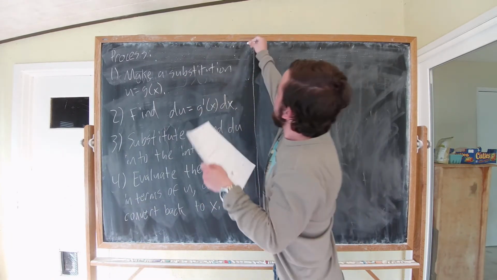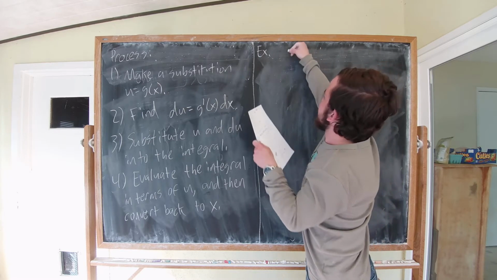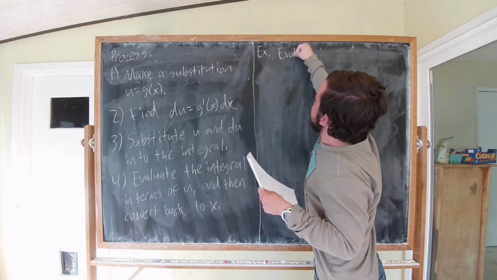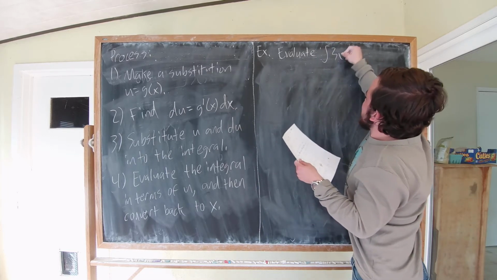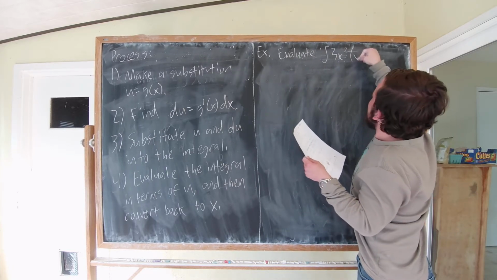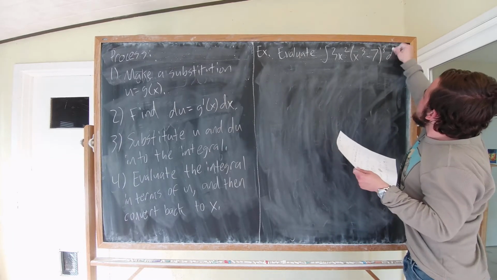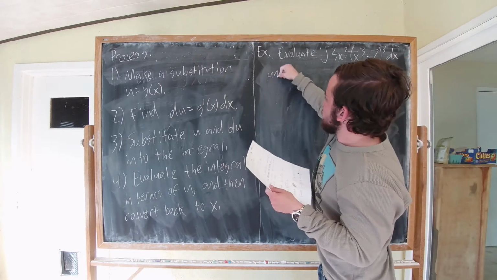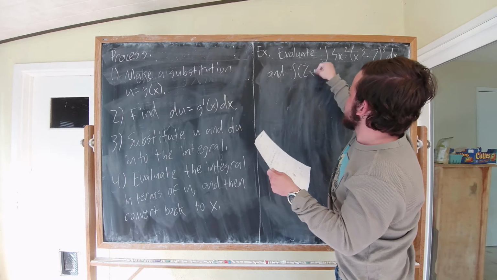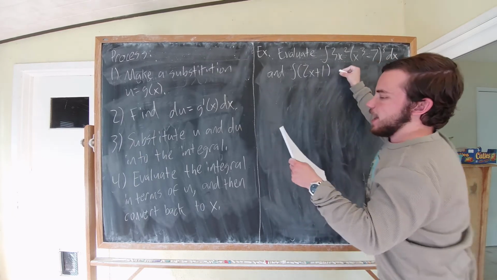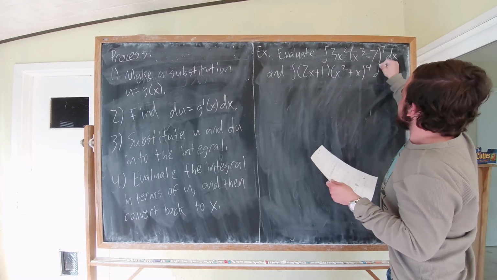Alright, so to start us off, let's take two kind of nice ones. Let's evaluate the integral of 3x squared times (x cubed minus 7) cubed dx, and the integral of (2x plus 1) times (x squared plus x) to the 4th power dx.